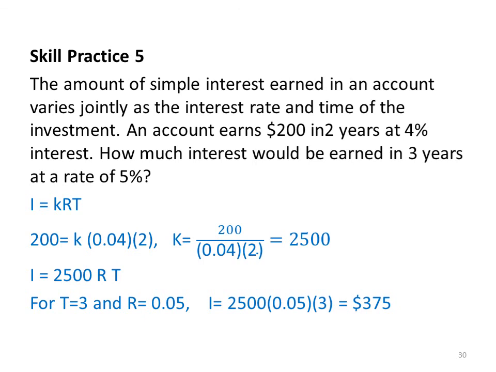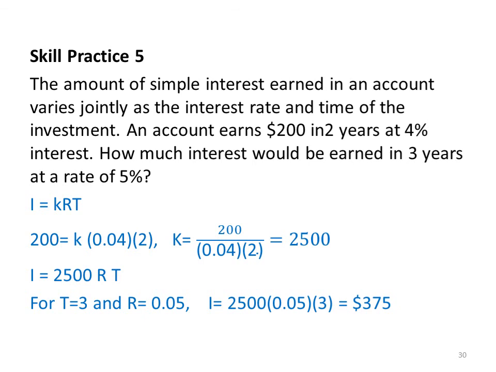If you have an account that earns $200 in 2 years at 4%, how much interest would it earn in 3 years at the rate of 5%? That means when the interest is $200, the time is 2 years and the rate is 0.04. We want to know how much interest we'll get if the time is 3 years and the rate is 5%.